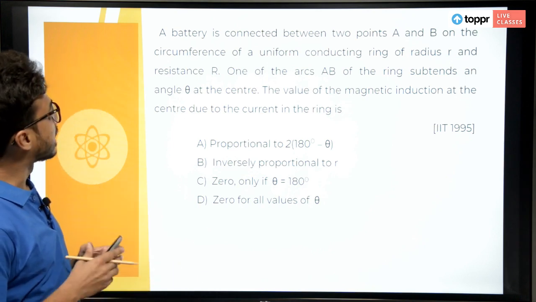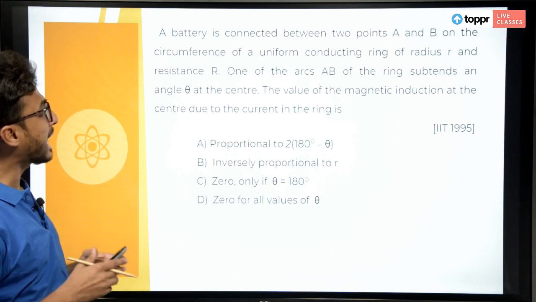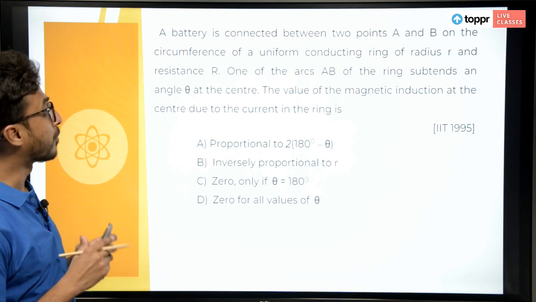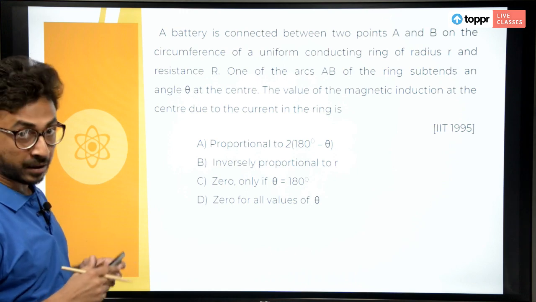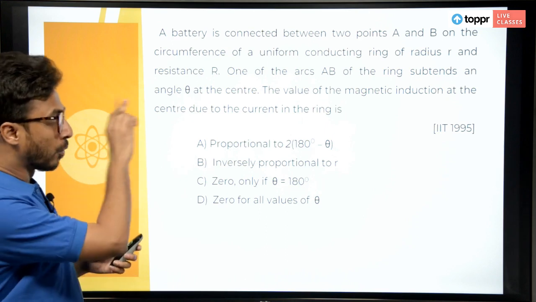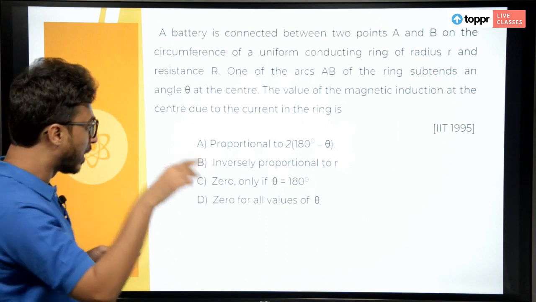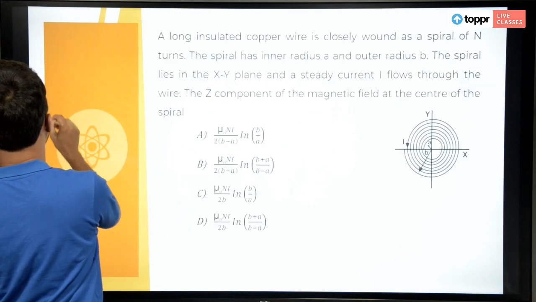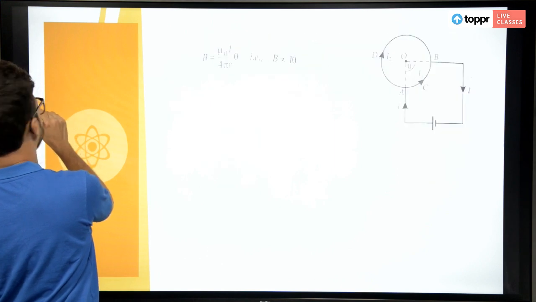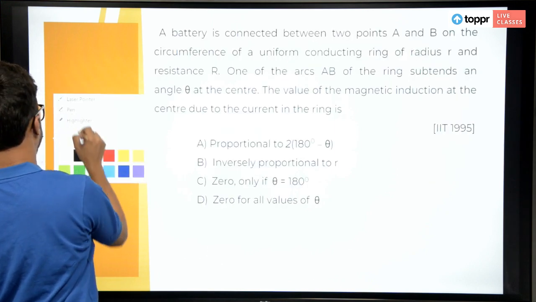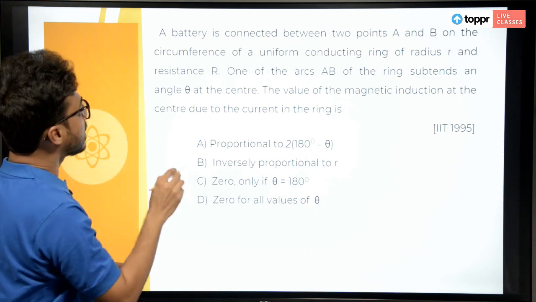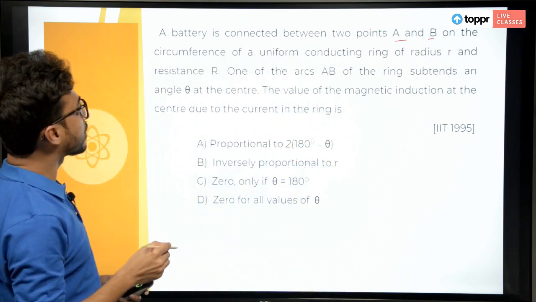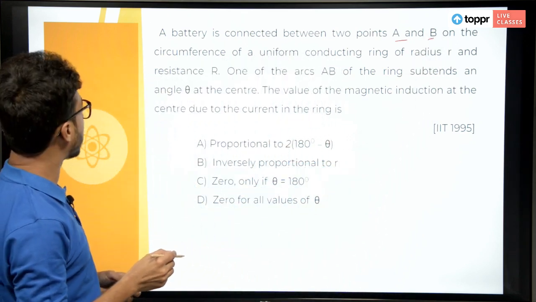A battery is connected between 2 points A and B on the circumference of a uniform conducting ring of radius r and resistance r. Whenever we read a question, first, whenever we read one line, let us try to analyze or visualize it. So, a battery is connected between 2 points A and B on the circumference of a uniform conducting ring of radius r and resistance r.